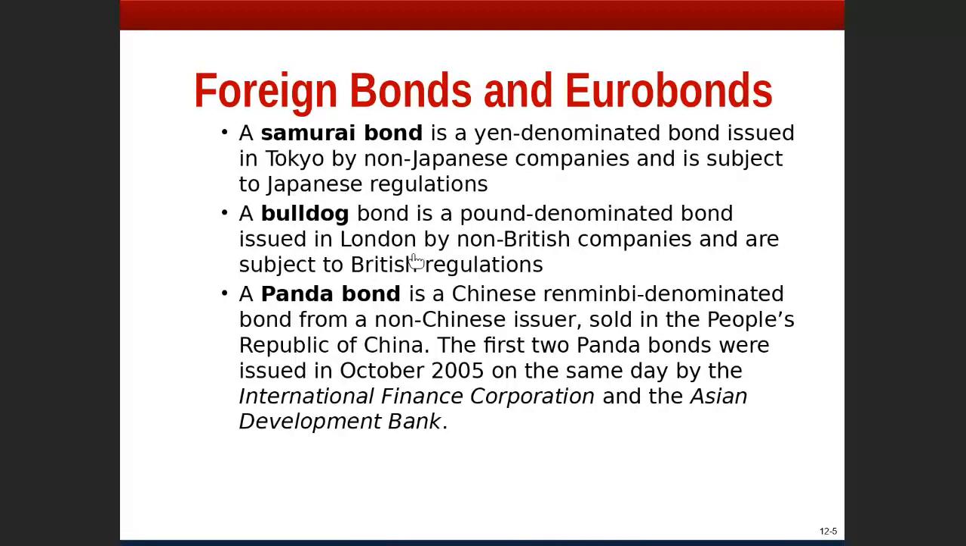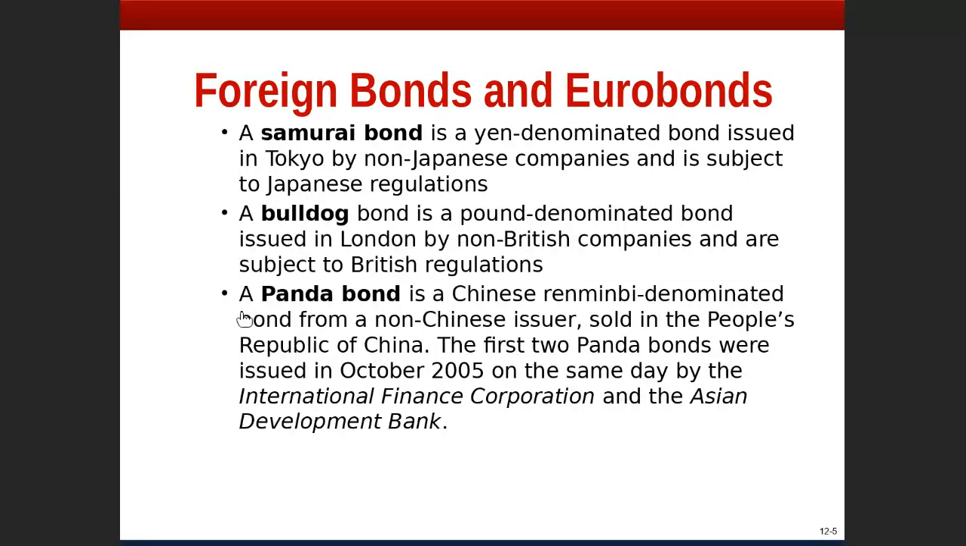If this wasn't interesting enough, well, there is another bond known as a bulldog bond. A bulldog bond is a pound-denominated bond issued in London by non-British companies and is subject to British regulations.